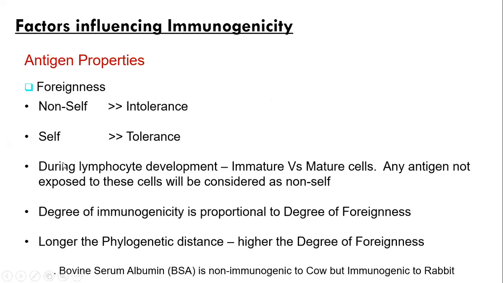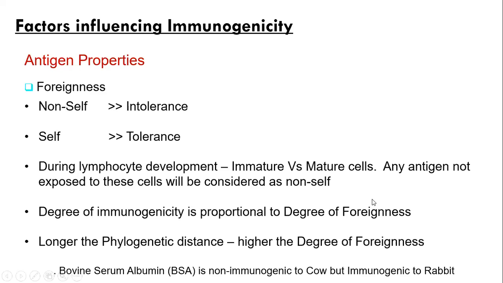And also, as I explained in the previous slides, during the maturity of lymphocytes, from immature to mature cells traveling through the body, they might be exposed to all the self and non-self, and may gain a tolerance or intolerance to that. That is one more important aspect. The degree of immunogenicity is proportional to the degree of foreignness. For example, the more foreign the molecule in your body, the higher the immunogenicity, or the higher the immune response. That is one more important concept.